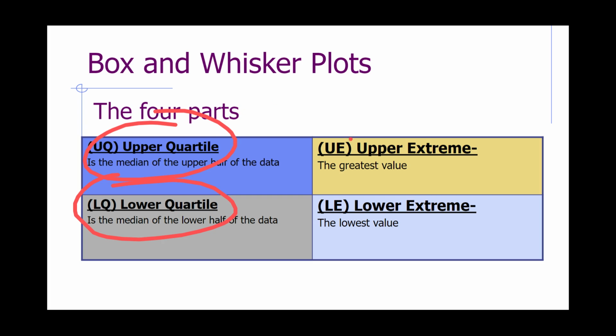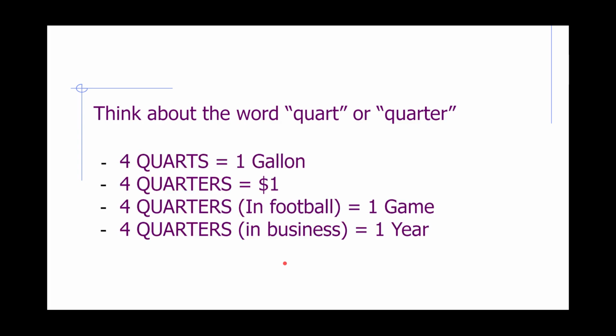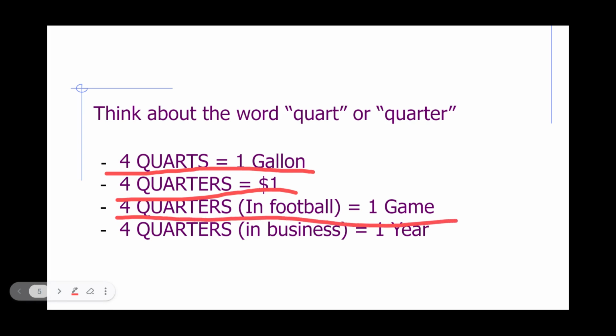All right, so let's go ahead and keep it going. So think about the word quart or quarter, right? When I think about the word quarter, I usually think of something like money or 25 cents. Or if you're talking about pizza, if you cut a pizza into quarters, you're cutting it into 4 slices. When we think about it in terms of a liquid, 4 quarts equals 1 gallon. In terms of money, 4 quarters equals $1. In terms of football, 4 quarters equals a whole game.